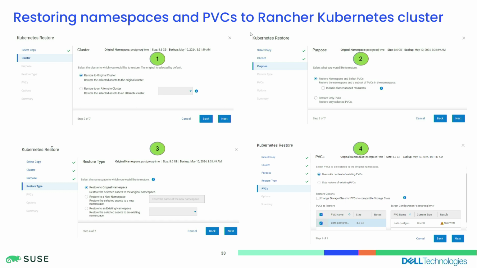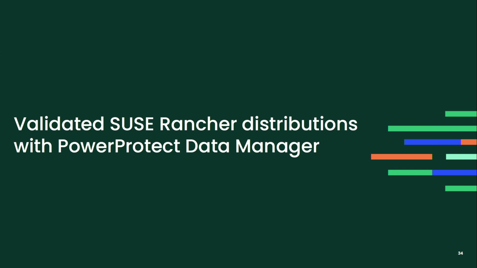And number 4, it will ask you if you would like to override the content of the existing PVC, or if you have a new namespace, you can also specify that.